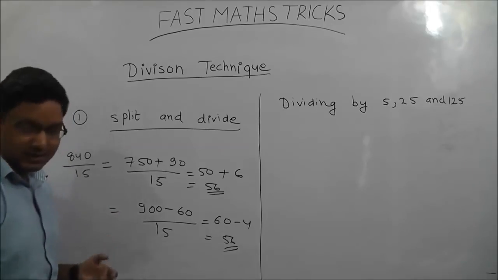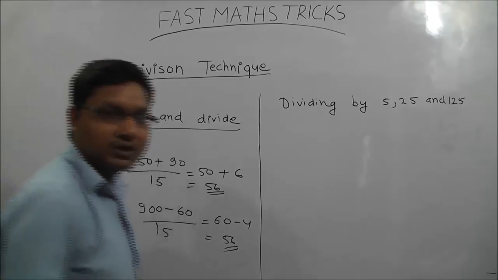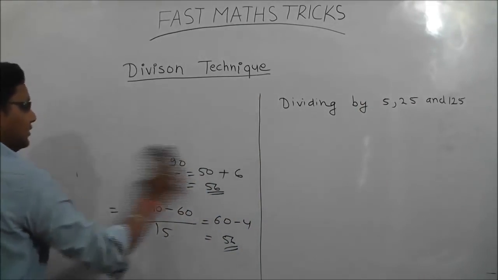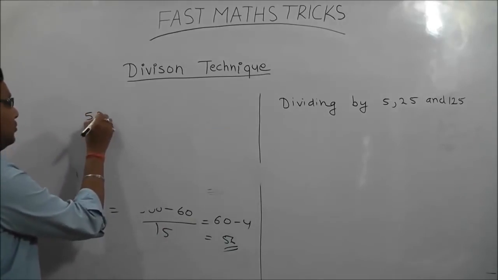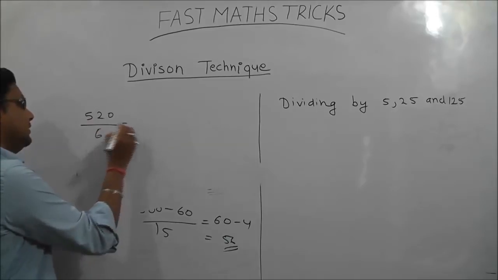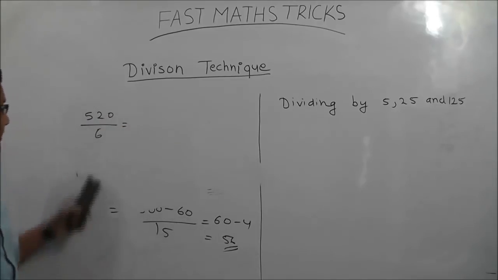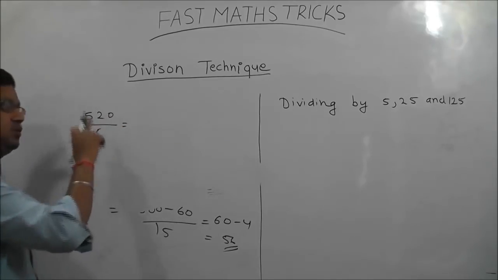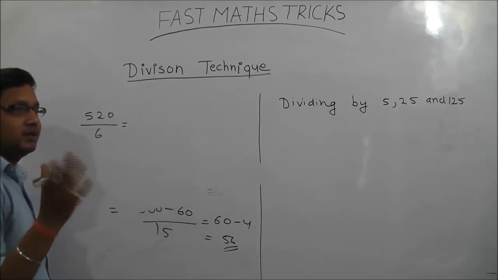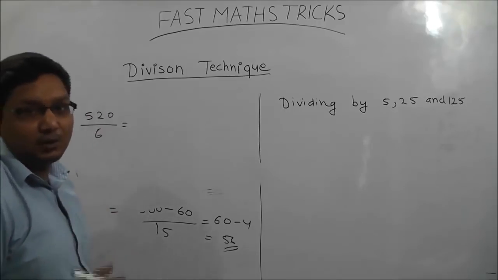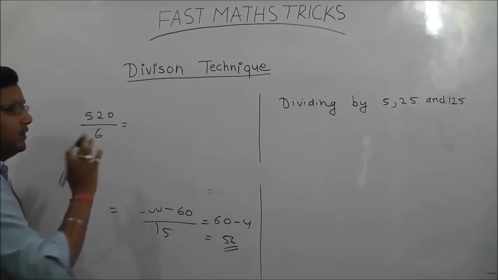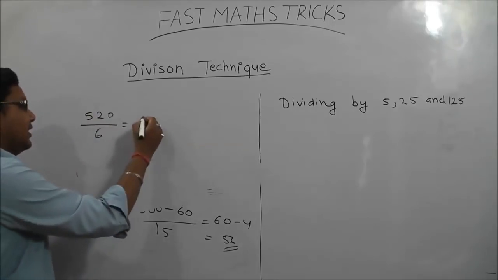Suppose I am taking another number, that is 520. Suppose we take a number 520 upon 6. Then how to take it? 6 into 8 is 48. 6 into 9 is how much? 54. So 540. Okay, 540 is also near. 840 is also somewhat near. So let's take 840 first.